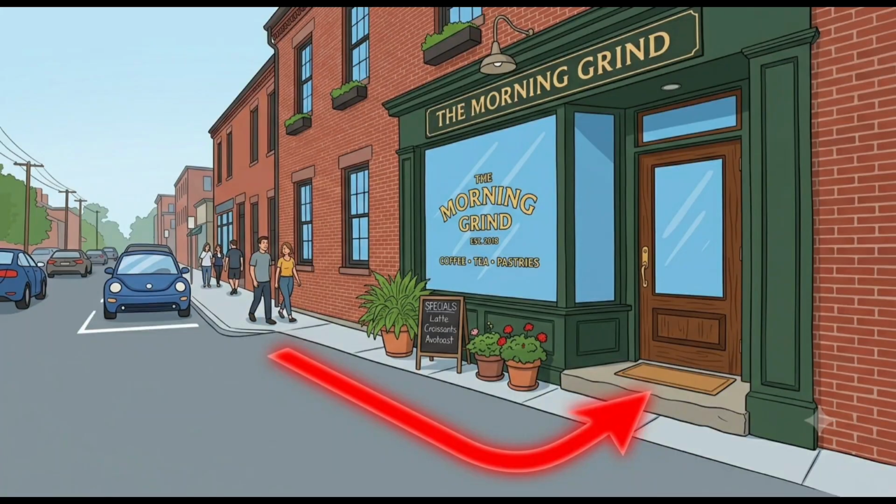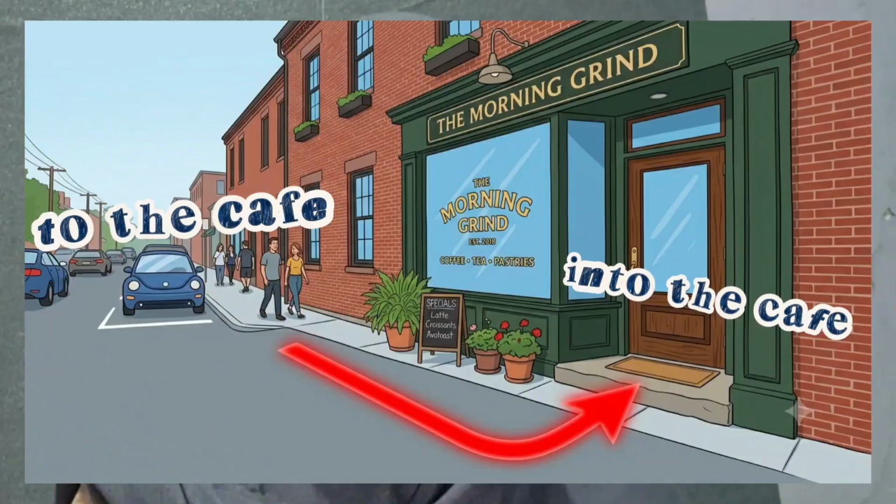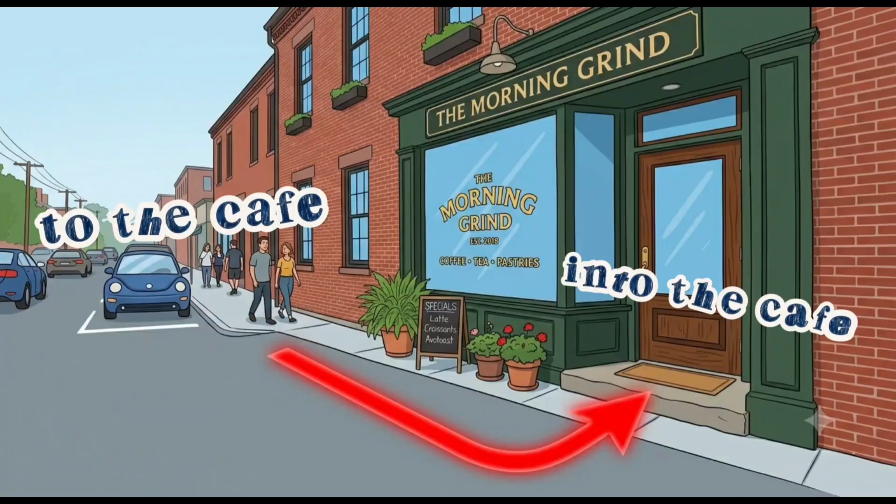Let's take a look at the image on your screen. The arrow moves toward the cafe, but stops right at the doorstep. Which is the correct sentence: he walked to the cafe, or he walked into the cafe? Write down your guess right now.